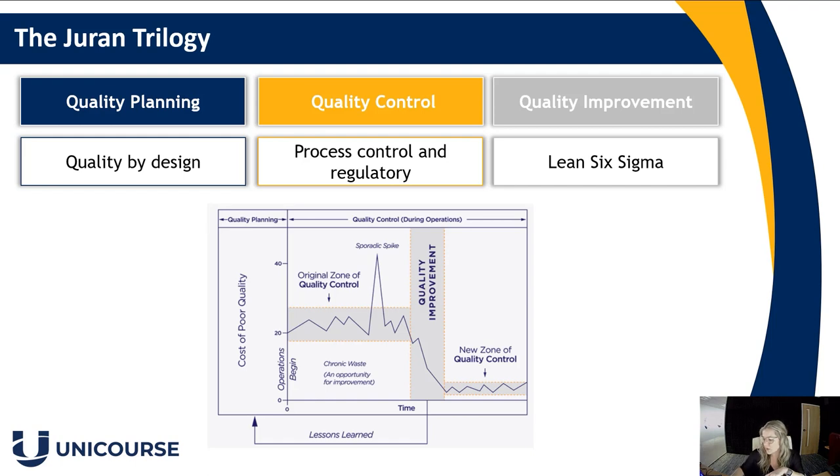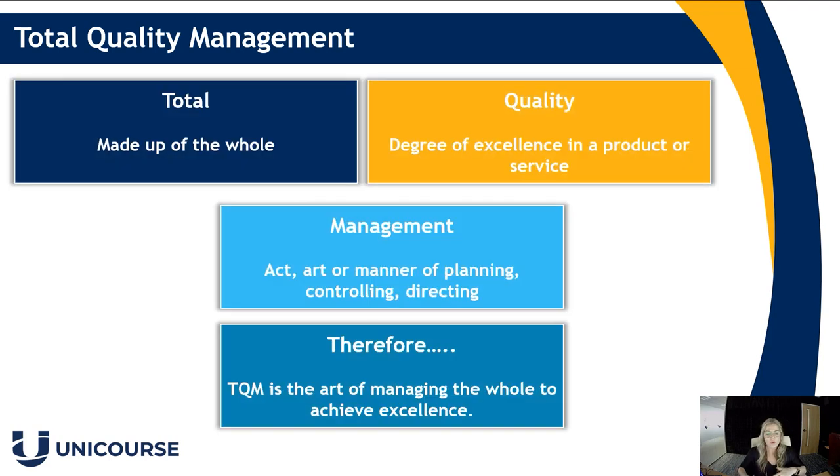So let's move on to total quality management. Now, you may have heard the term total quality management in the past, and thought, okay, that means that everything is totally as structured and as perfect as it possibly could be. That's not really what it's about. So I've broken down what the words actually mean. Total means made up of the whole. Quality means degree of excellence in a product or a service. And management is the act or the art of planning, controlling, and directing. So putting it all together, TQM is the art of managing the whole to achieve excellence.